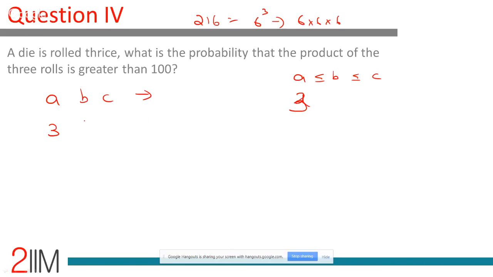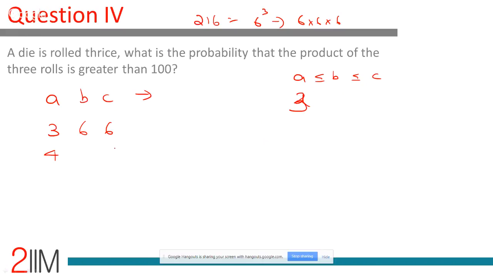3, 6, 6. 3 into 6 into 6, 36 into 3, is more than 100. That could work. So starting with 3, the smallest of the 3 numbers being 3, 3, 6, 6 is the only possibility where the 3 numbers multiply to give us more than 100. The smallest of the 3 throws' outcomes was 3, and we have only one possible set of outcomes, which is 3, 6, 6. Now let's move to 4.